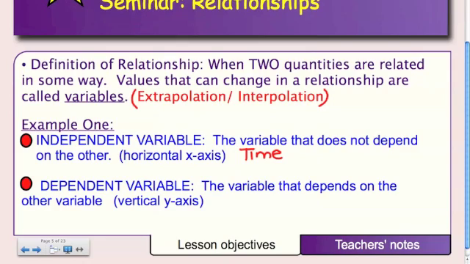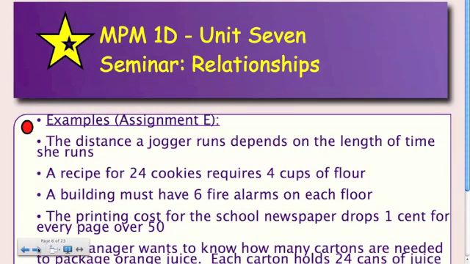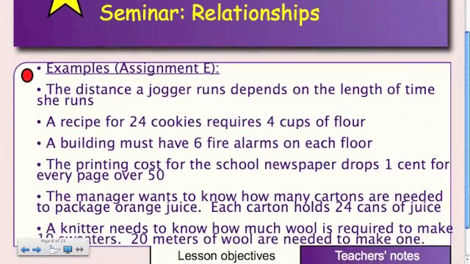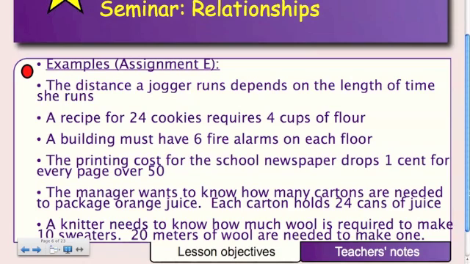But first, let's go over assignment E in your unit guide. For those of you who have done Unit 7, you might want to pull out your Unit 7 guide right now just to make sure. We're going to label the dependent variable and independent variable in this case. So in red, I'm going to highlight the dependent variable, and in blue, the independent variable.